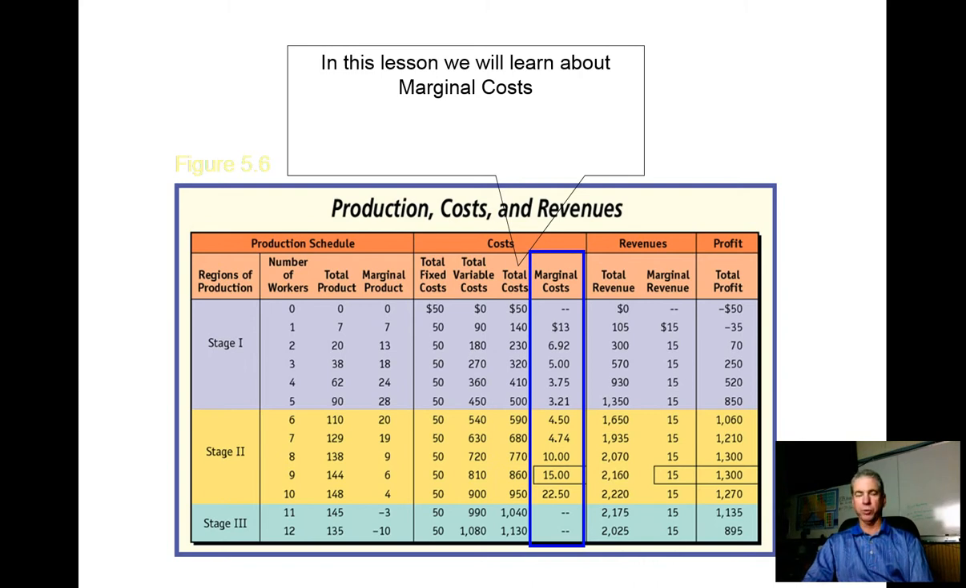So we left off with total costs, which we learned was the increase in total cost was based on the increase in total variable cost. So marginal cost is the extra cost of producing one more unit of something. So here we are producing with one worker 7 units, and the marginal product is 7. And so we want to determine what the marginal cost of producing each of these units is. So we're going to be using marginal product and the increase in variable cost to make that calculation. So let's see how that might work out.